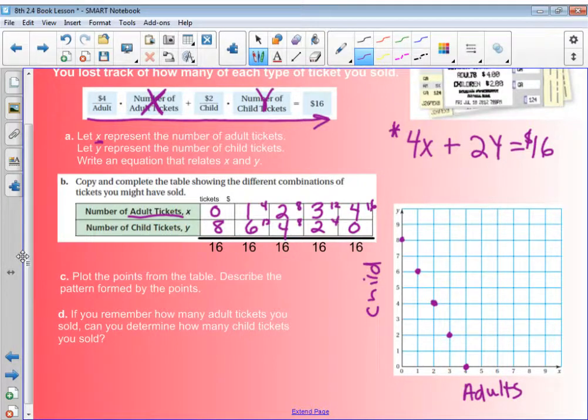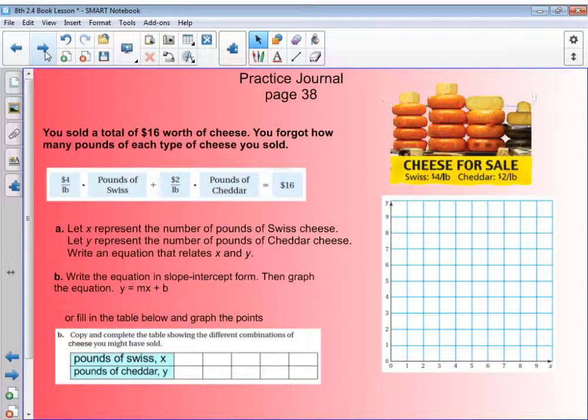It says, if you remember how many adult tickets you sold, can you determine how many child tickets you sold? Well, yes, we can. And we can see that from our graph. We were able to figure out when we were plotting out in our table, if we sold one adult ticket, that there was $12 left over and we could buy 6 more child tickets. So yes, we would be able to do that. Okay, there is a second scenario for you to work on your own on page 38 of your practice journal. So you can go through and work through that and then come see my answer key.